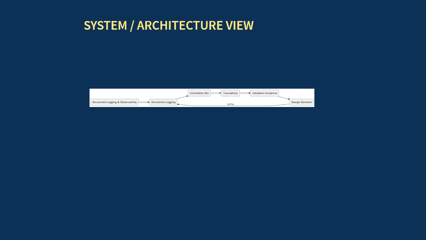Now let's visualize the relationships between structured logging, correlation IDs, and other key elements. This architecture illustrates how each of these components feeds into the overall goal of ensuring system integrity under various pressures.